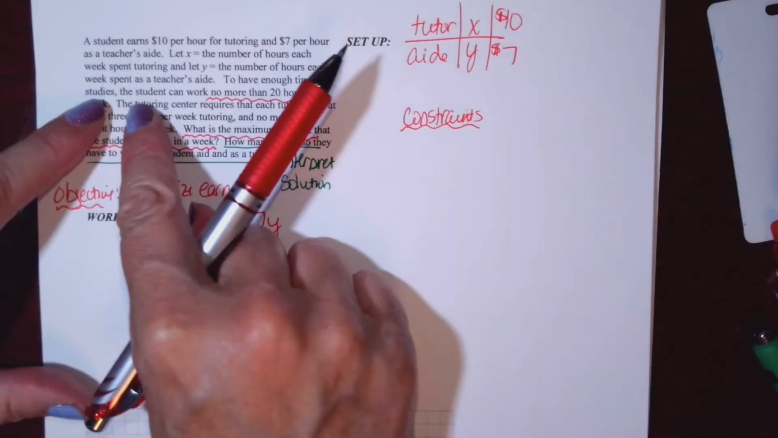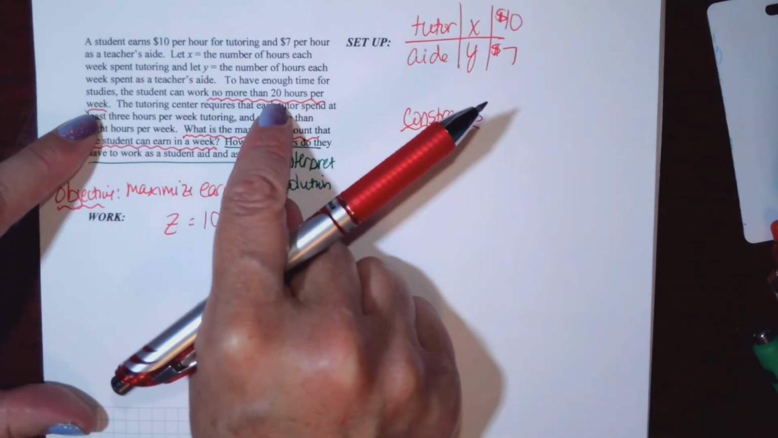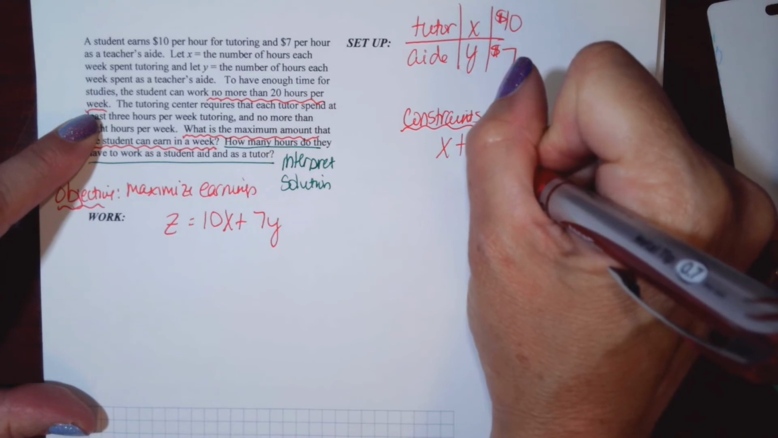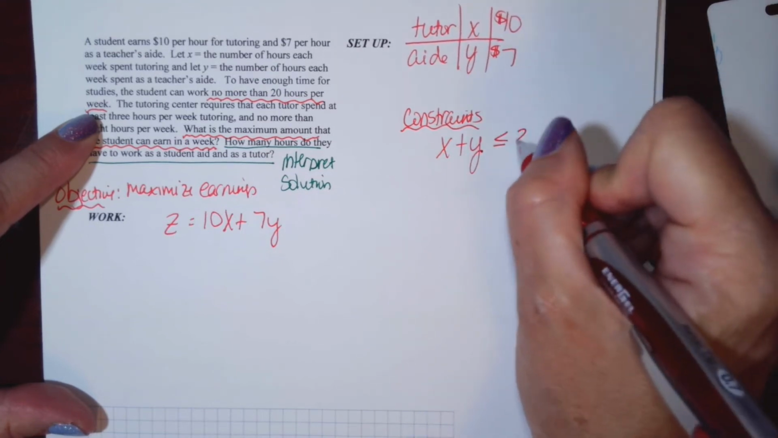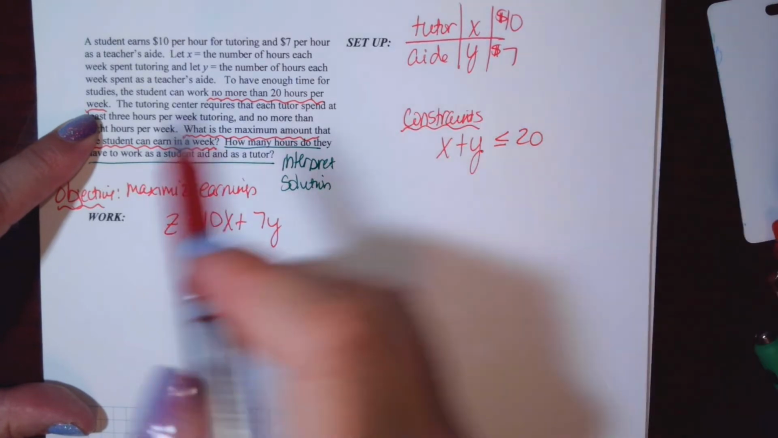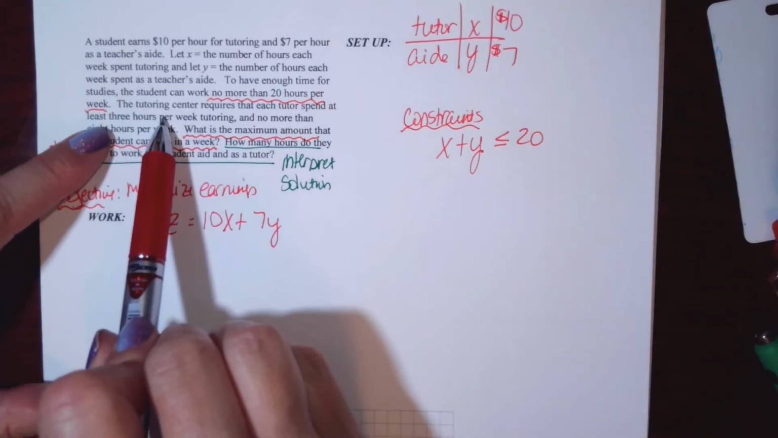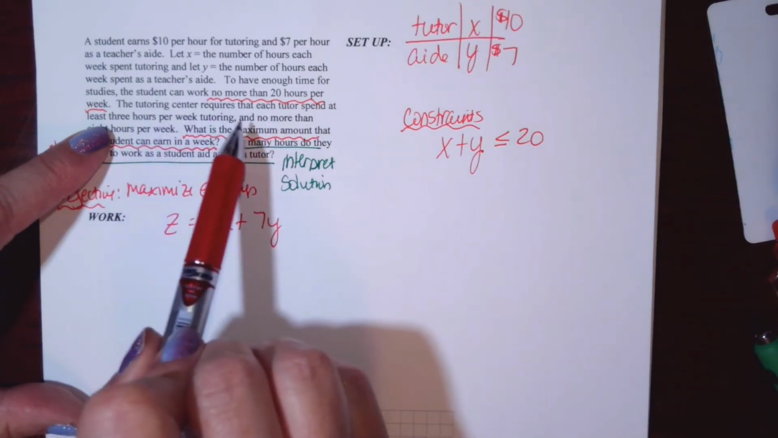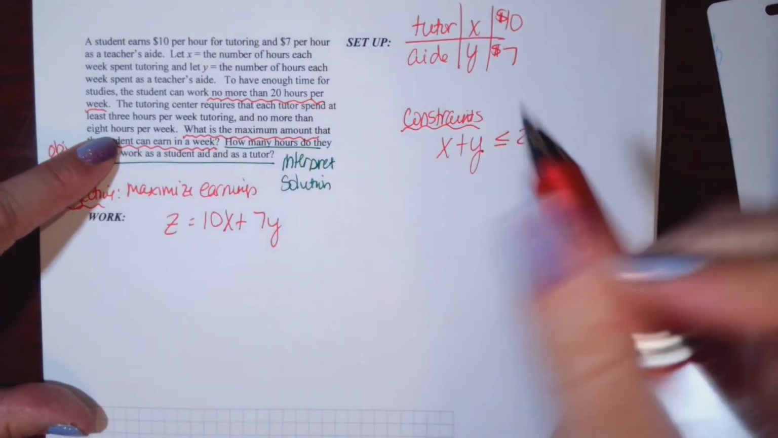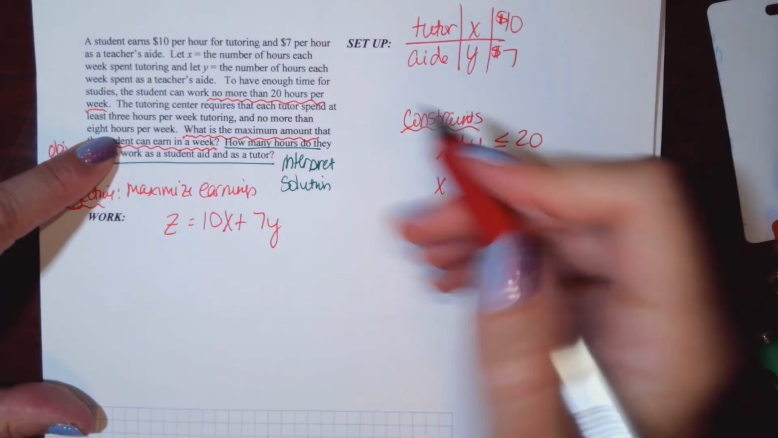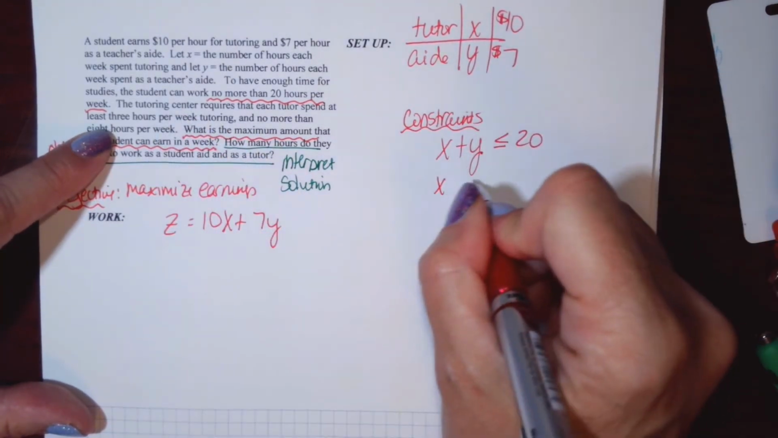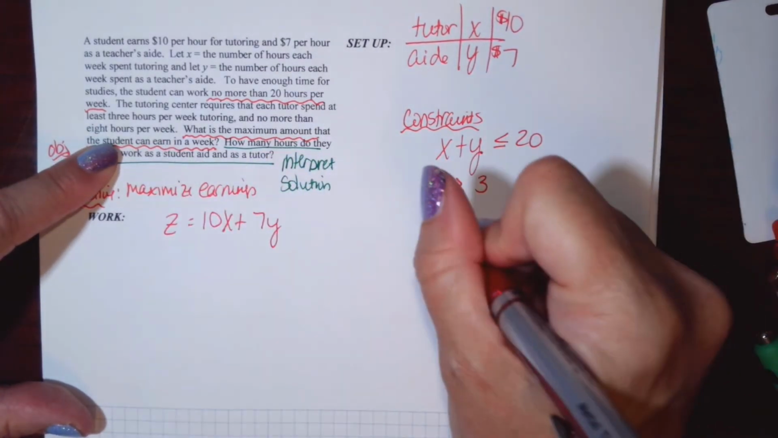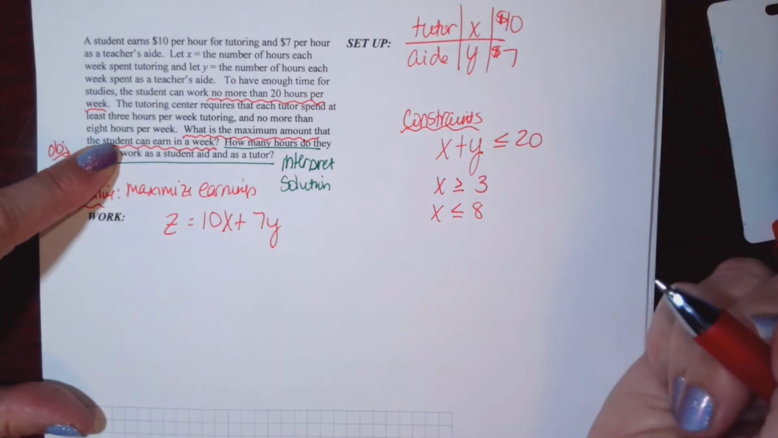To have enough time for studies, the student can work no more than 20 hours a week. So tutoring and being an aide has to be no more than 20, so up to or equal to 20. My next constraint, the tutoring center has requirements. They have a lower limit of 3 hours and an upper limit of 8 hours on tutoring. So tutoring is X. X has to be at least 3, so greater than or equal to 3 hours, no more than 8. X has to be less than or equal to 8 hours.